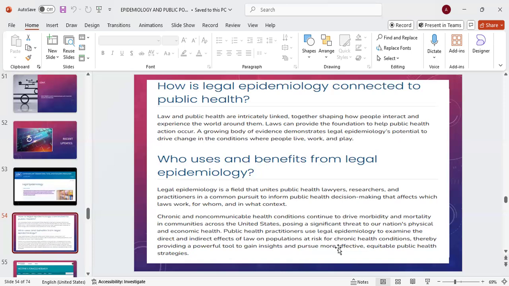Public health practitioners use legal epidemiology to examine the direct and indirect effects of the law on the population at risk of chronic health conditions, thereby providing a powerful tool to gain insight and pursue more effective, equitable public health strategies.